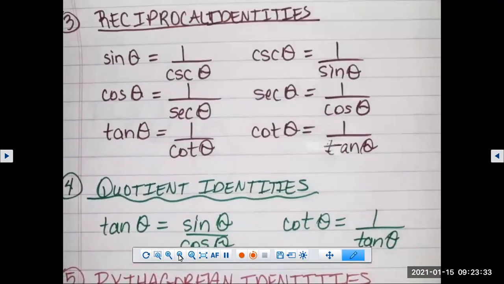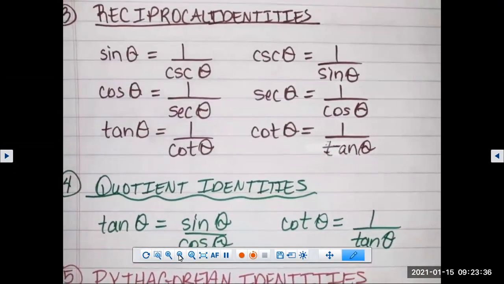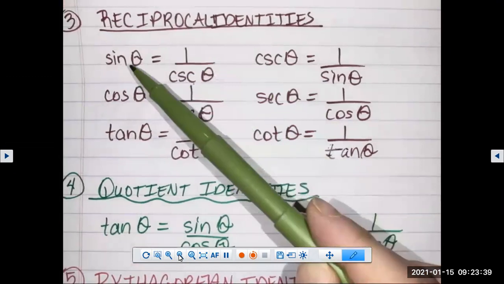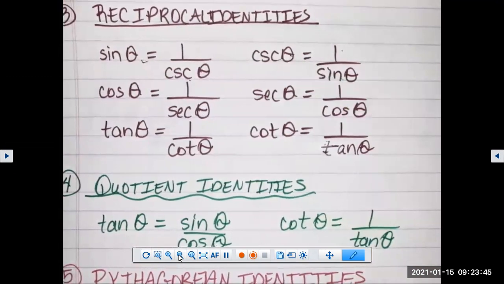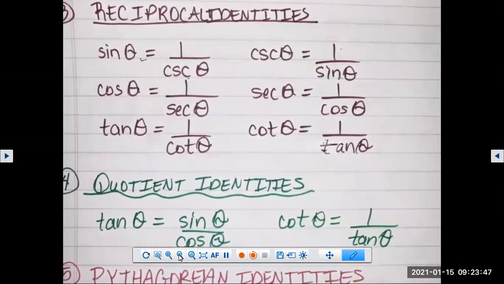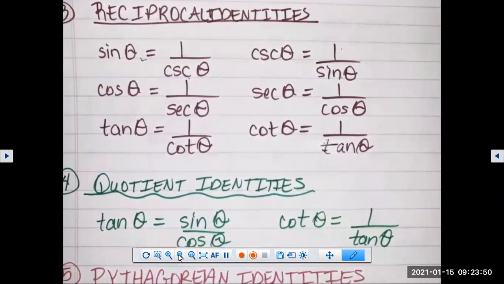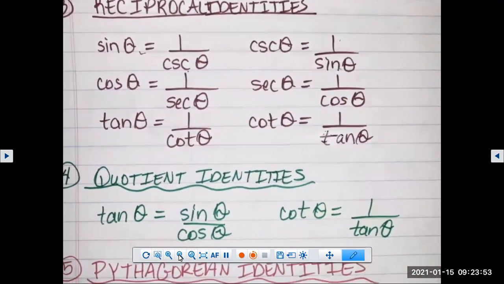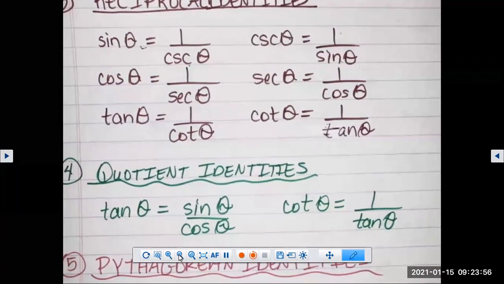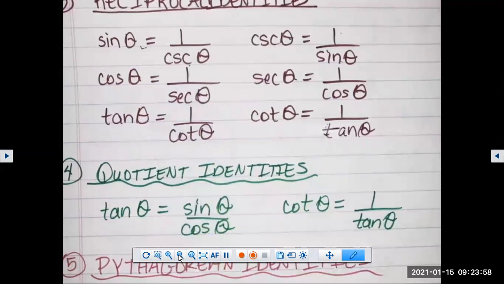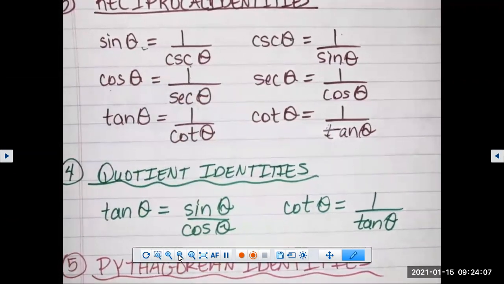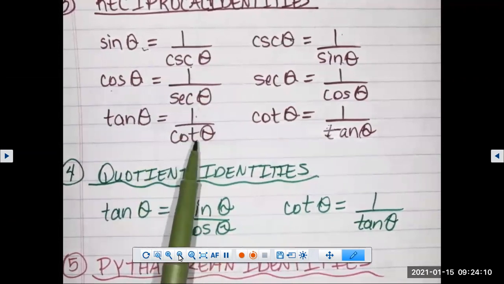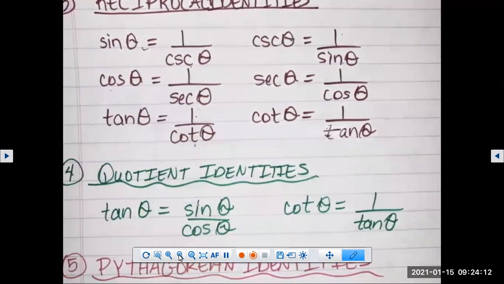Okay, your reciprocal identities you're already familiar with. Sine, you can flip 1 over cosecant to get sine. Same thing with cosecant. You can flip that 1 over sine to get cosecant. Later on in chapter 4 and 5, you will use these identities. In some of your problems, before you even start working it, you will need to substitute in cosine for 1 over secant if you have it in your problem. Or sometimes you might want to plug in 1 over cotangent for tangent. So that's why these identities are important.